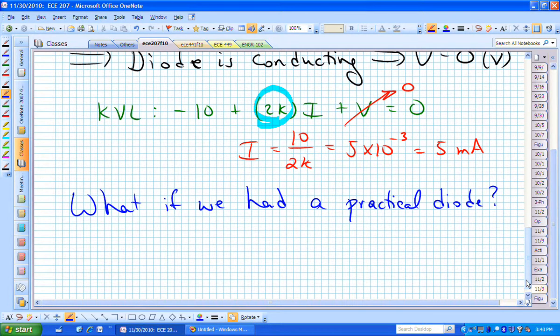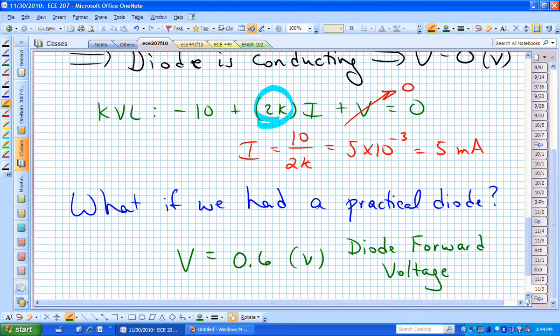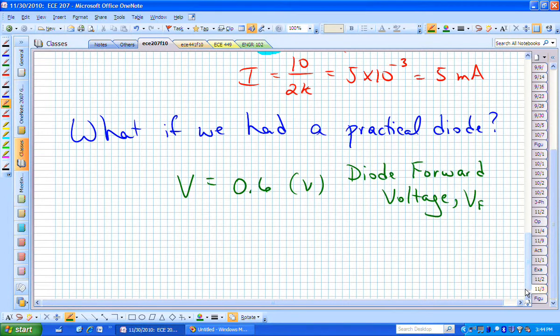Now our forward voltage across that diode is going to be 0.6 volts. And that's what can be called the diode forward voltage, or the forward voltage drop of that diode. It might be referred to as V sub F in some literature, for example. We've already performed the KVL with V as a variable. We can simply rewrite that.